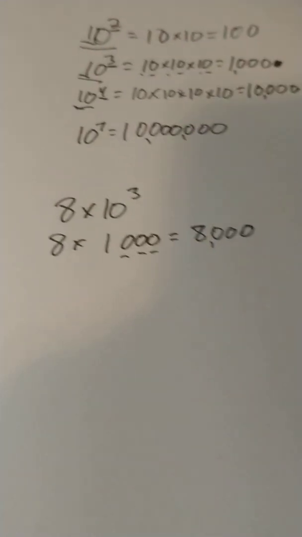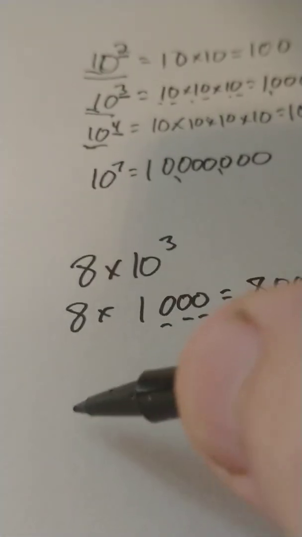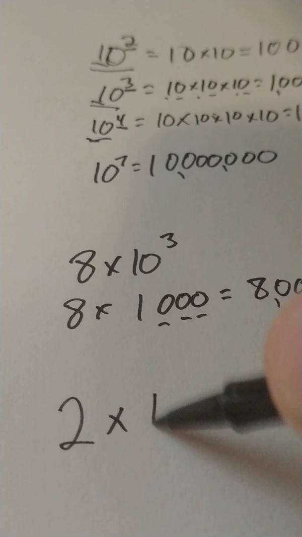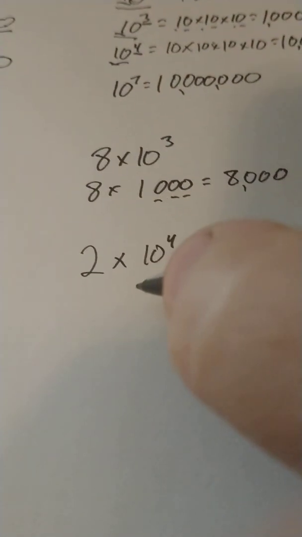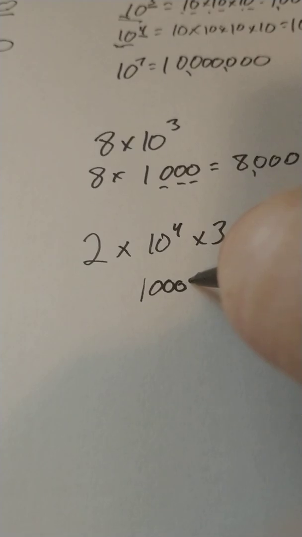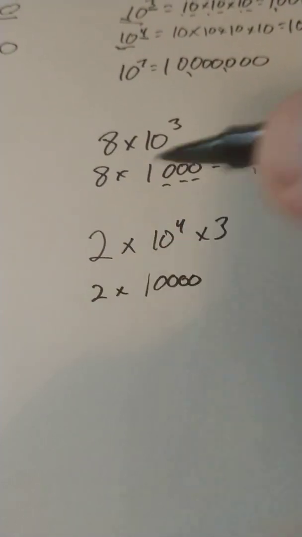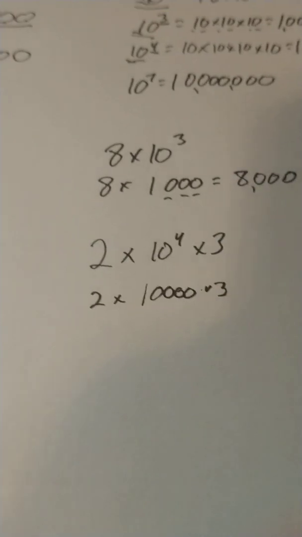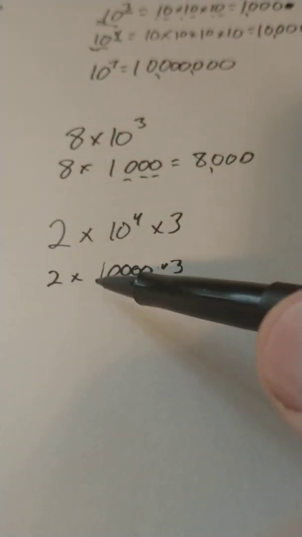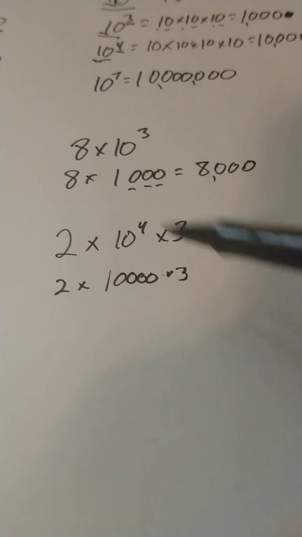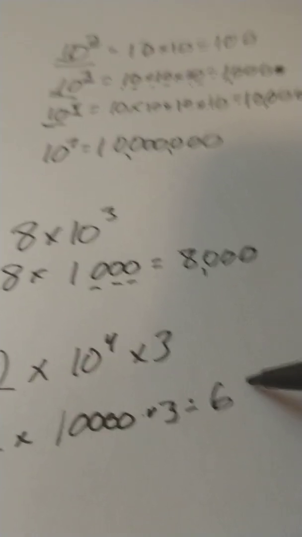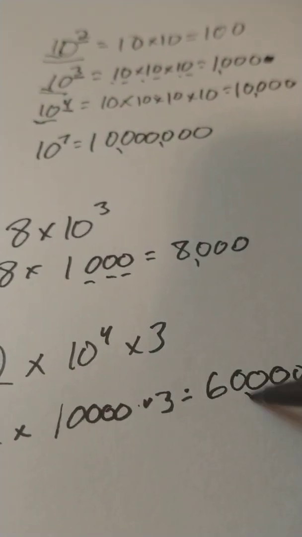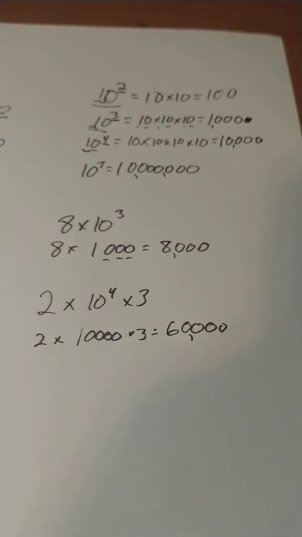Okay. They will try and make it confusing, and they'll do things like 2 times 10 to the fourth times 3. All you have to do is 10 to the fourth means 1 with 4 zeros. And then I just like rewriting it. It makes it really simple. Now I can ignore my zeros. 2 times 1 is 2. 2 times 3 is 6. And then I'm going to put down 4 zeros after it. So it becomes 6 with 4 zeros. My answer is going to be 60,000.